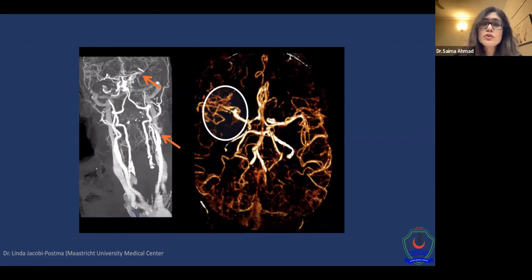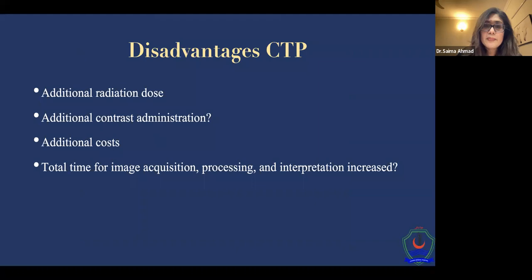So sometimes if you do the CT perfusion earlier, it can guide you to look into the site of the occlusion on the CTA. And this is very important as far as distal occlusions are concerned, because you always miss the distal occlusions when you do the CTA early. But on the CT perfusion, you can easily detect the distal occlusions, which can easily be missed on the CTA. Of course, there are many disadvantages of the CTP as well, because there is additional radiation dose, additional contrast administration, additional costs, and of course, the total time of image acquisition, processing, and interpretation is increased.